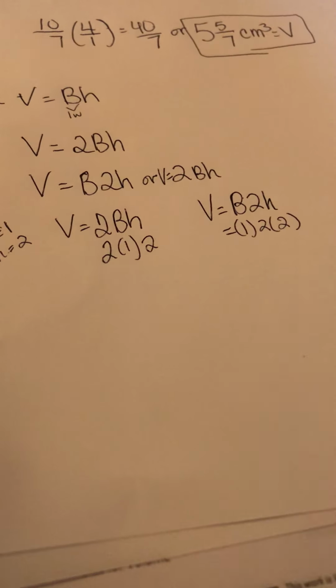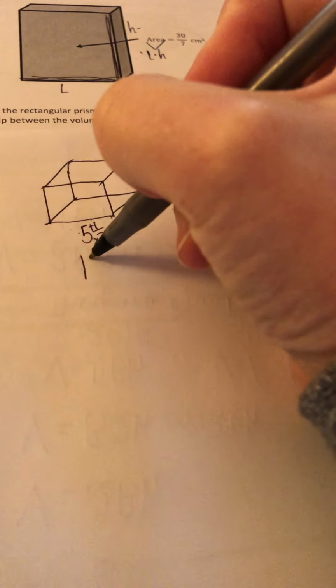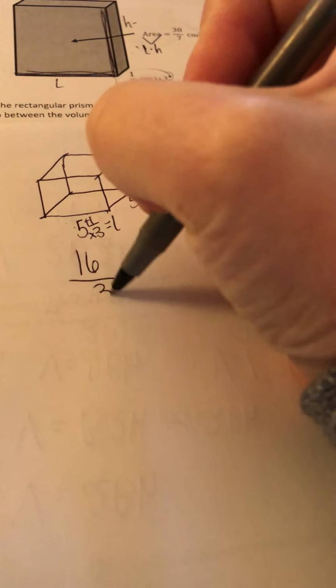Number 4, it wants us to determine the volume of a cube with a side length of 5 1/3. So I'm going to draw my cube. A cube is a three-dimensional square. All equal sides, all equal angles. So 5 1/3, 5 1/3, 5 1/3. The length is 5 1/3, the width is 5 1/3, the height is 5 1/3. Change these into improper fractions. So 16 thirds times 16 thirds times 16 thirds.